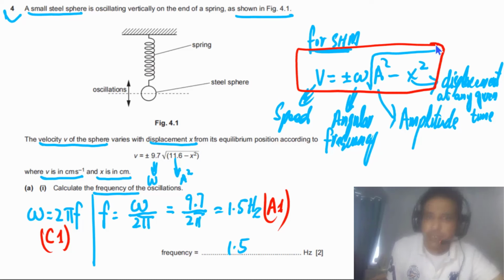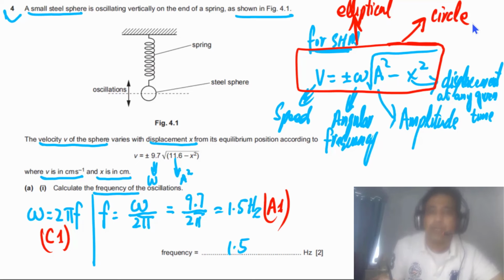Also, you need to understand the shape of the graph of this equation. Most of the time, they will ask you to sketch v against displacement. So the shape of this one, it can be circular, it can be elliptical. It depends on the scale of the graph. So let me write down here. It can be elliptical, the shape of this graph, if you sketch a graph between v and x, or it can be circular. It depends on the scale of the graph, meaning the given scale of the graph.